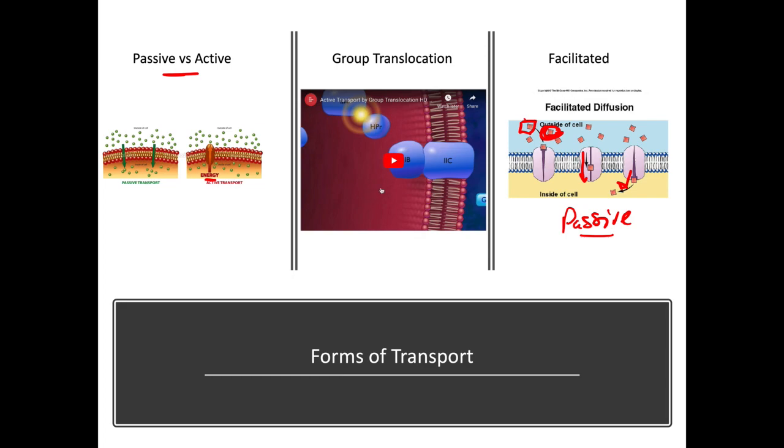And then our last form of transport here is group translocation, and I'm going to show you a quick video. Don't worry about all the names of the proteins and such. I just want you to understand the concept of using multiple proteins with the addition of energy to not only move a molecule across a membrane, but to chemically alter that molecule during its movement.